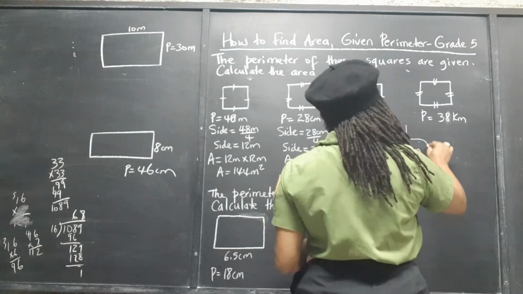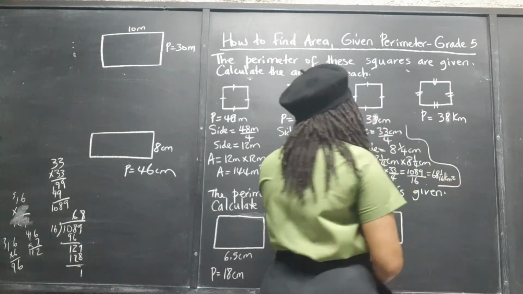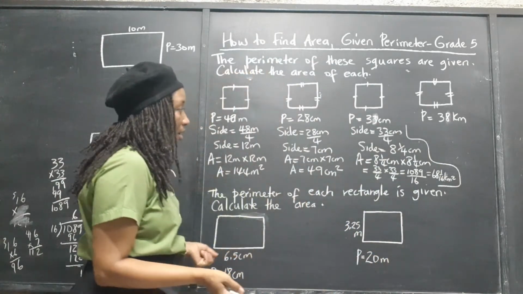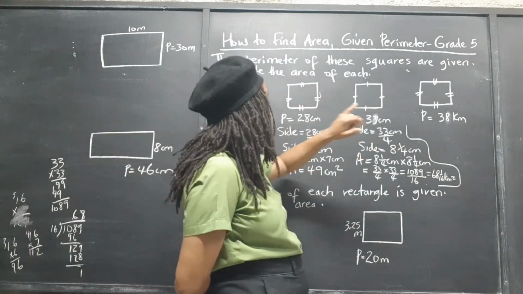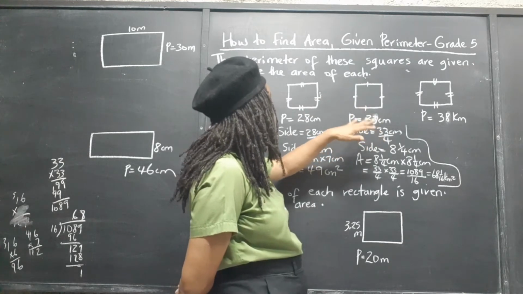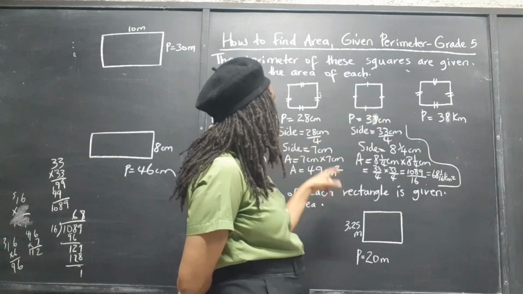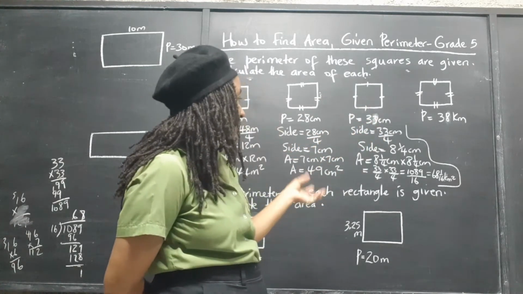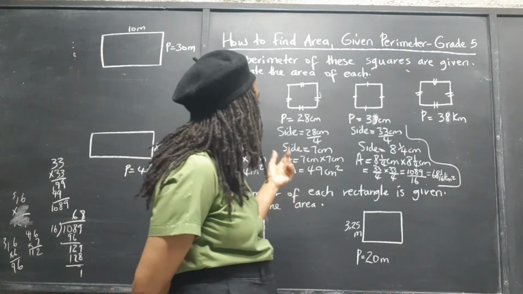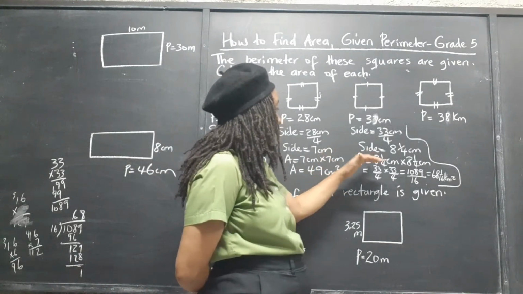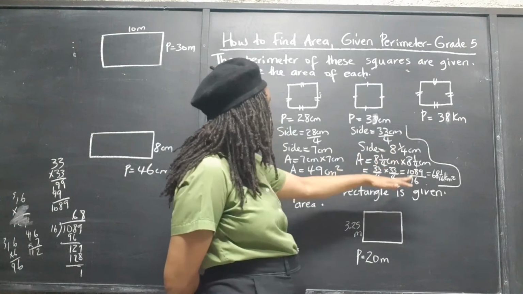Alright, so we have a fraction, which is fine. The same principle: we had 33 centimeters, that's the perimeter. We divided it by 4, which is 8 1/4. And the area is side times side, so 8 1/4 times 8 1/4.